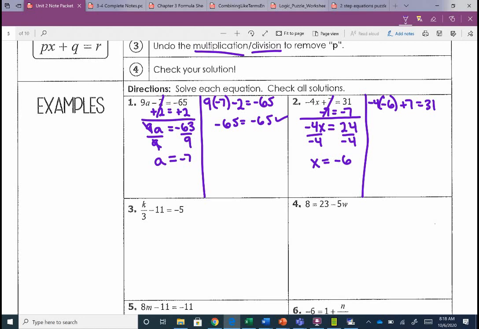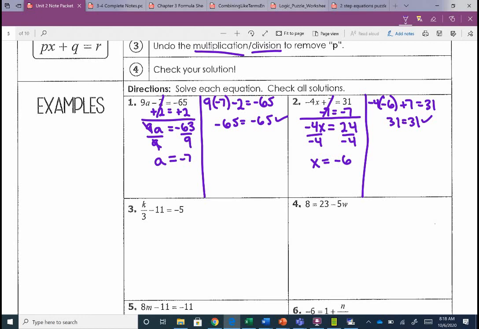We're going to get positive 24 plus 7. We get 31 equals 31. We check. Even if that check is just going right in your calculator, that's okay. I still want you checking.